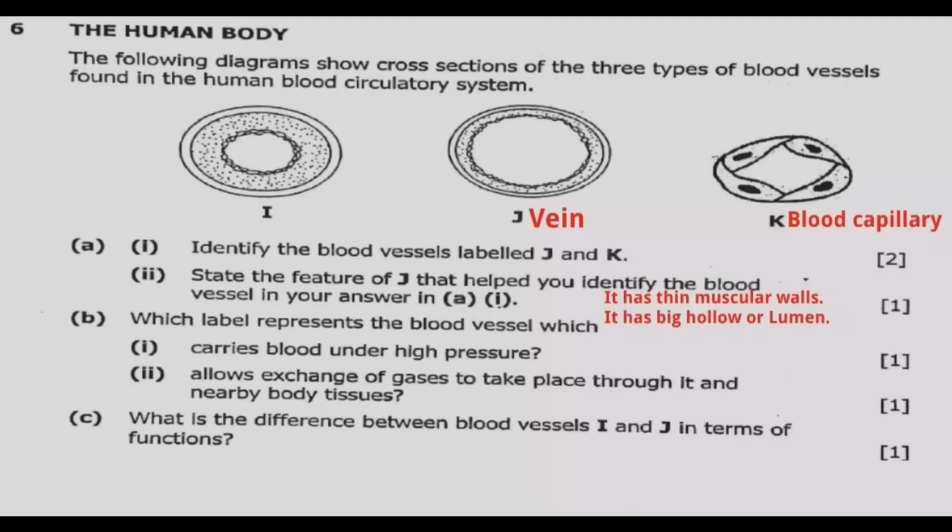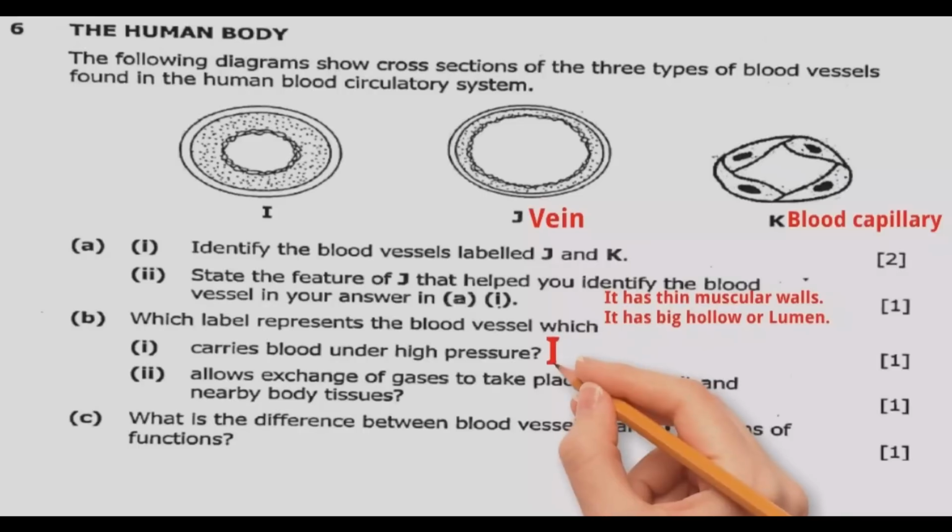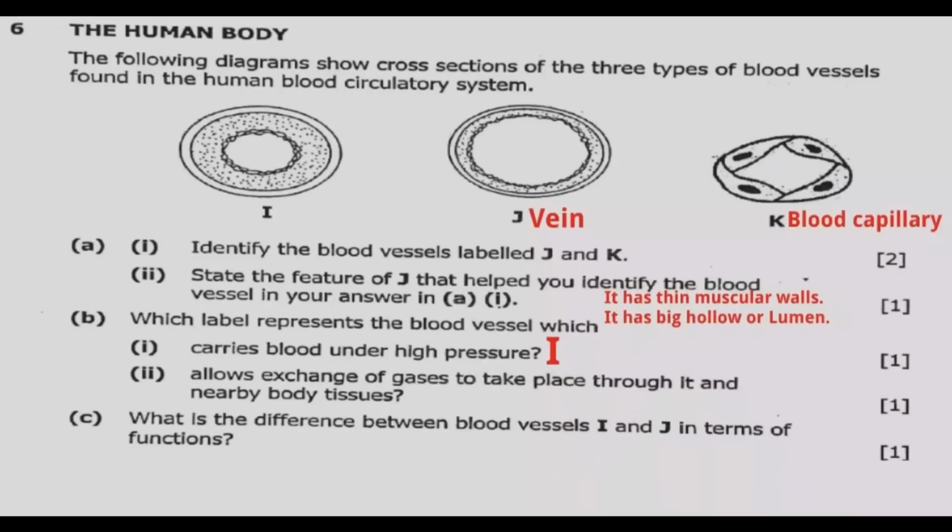Okay, we go to question number B, that is 6b. Which label represents the blood vessel which carry blood under pressure? So when you look at these I, J and K, which one carries blood under high pressure? The one that carries blood under high pressure is I. I carries blood which is at high pressure, mostly from the heart going to other parts of the body.